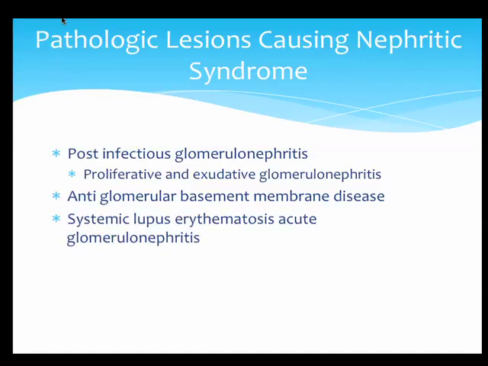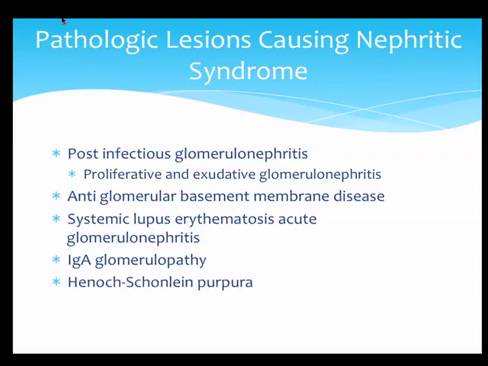Systemic lupus erythematosus has a number of different processes which cause abnormalities in the glomerulus. The one that produces a diffuse proliferative process is characteristically associated with nephritic syndrome. IgA glomerulopathy is the most common glomerular disease in the world and generally is associated with nephritic syndrome. A very closely associated disease process, Henoch-Schönlein purpura, also has IgA deposited in the glomeruli and is often associated with nephritic syndrome.